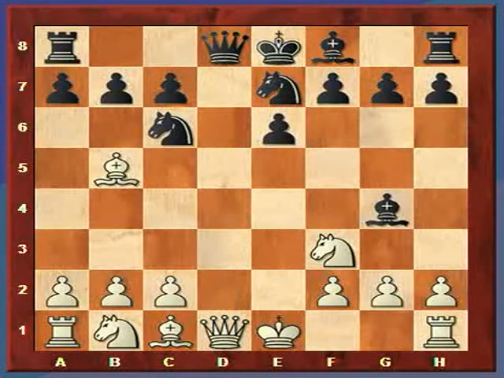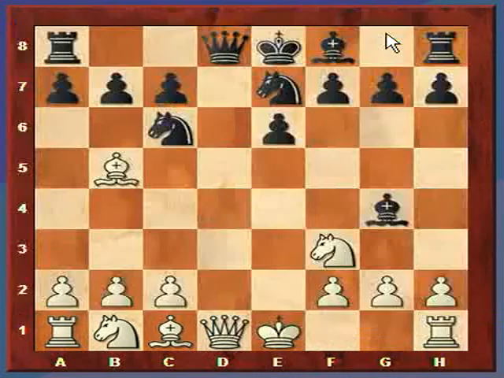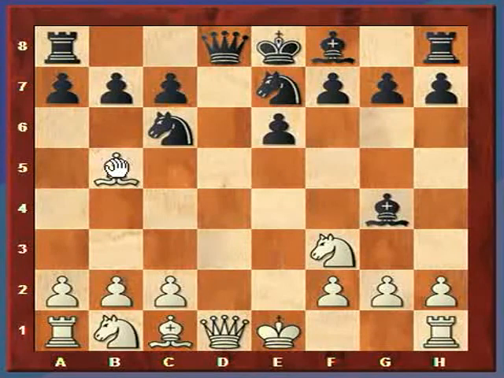Now, the next thing is breaking the pin. If I'm going to tell you how to set one up, I might as well tell you how to break one. So, how do you break a pin? Well, if it was white's turn, white could just actually, or there's two common ways. One is to bring the bishop back.